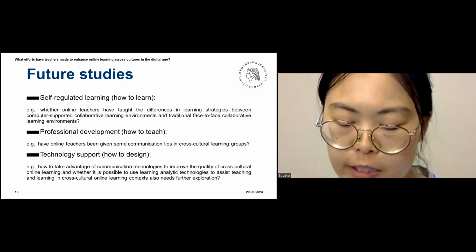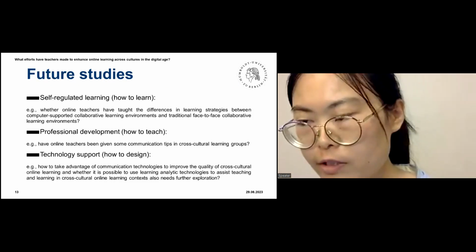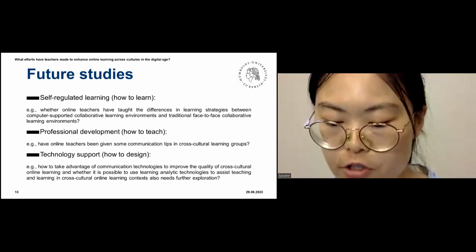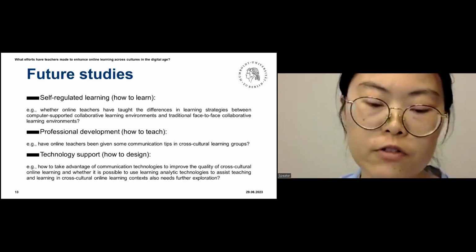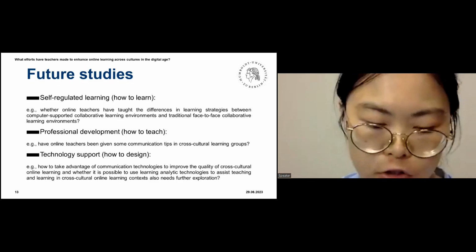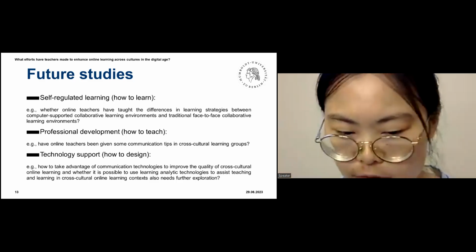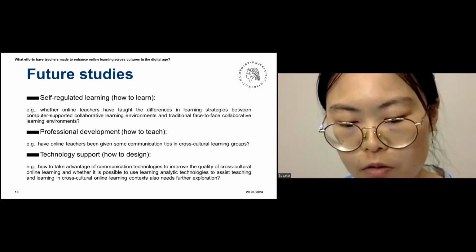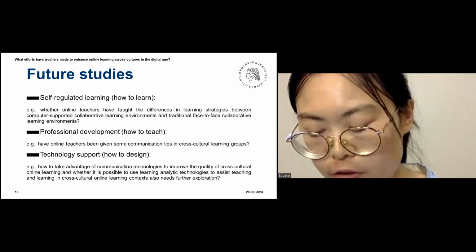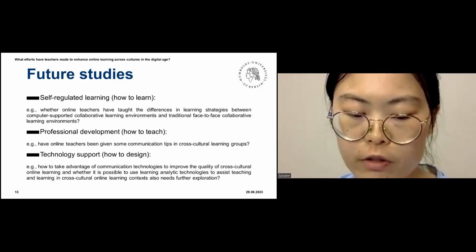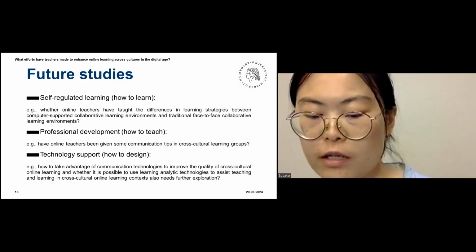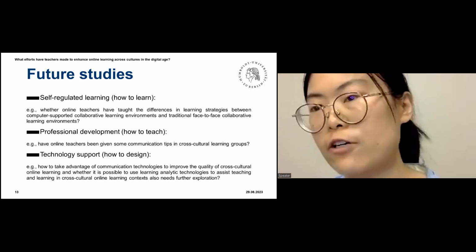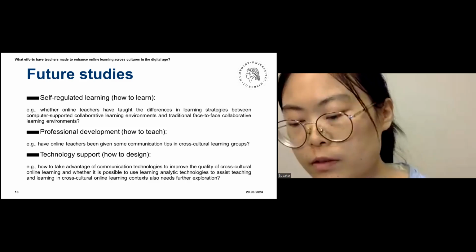For future studies, if interested, you can do further studies from three aspects: how to learn, how to teach, how to plan. How to learn is for students. They need to improve their self-regulated learning skills, but it also needs help from teachers, like online teachers teaching the differences in learning strategies between CSCL and traditional face-to-face collaborative learning environments. And teachers need more cross-cultural training in professional development.